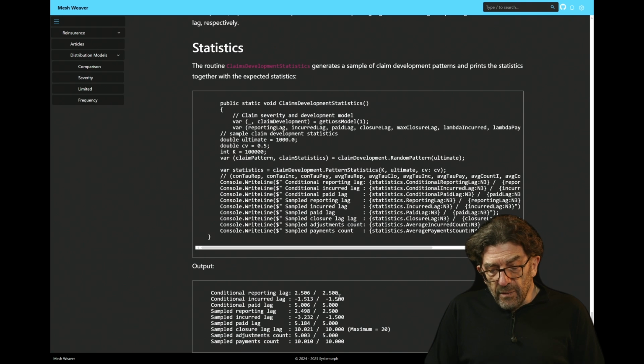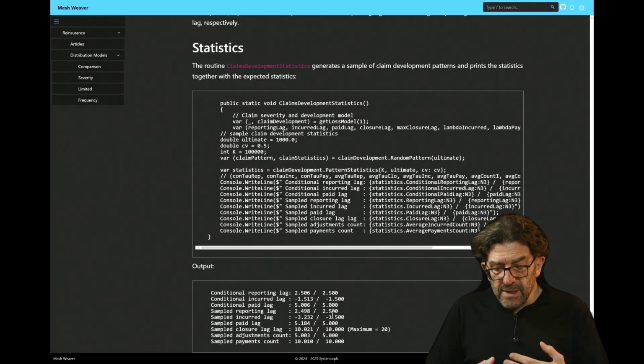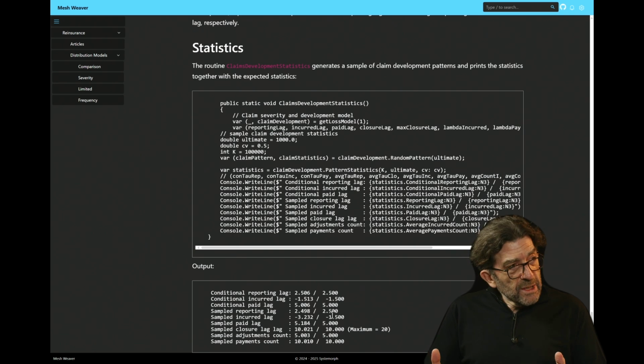I also say I have minus 1.5, and if I scale it in different ways and then I aggregate it, I get minus 1.513. So it's also very close. Same for the paid lag, again conditional, it's again almost perfect agreement. Then the reporting lag as well, I defined the input of 2.5, I get 2.498, so I think this is good.